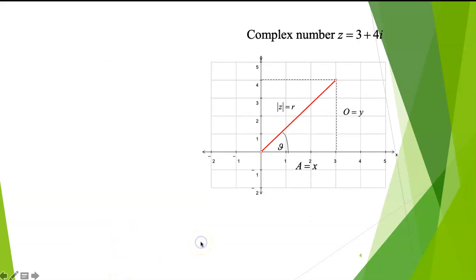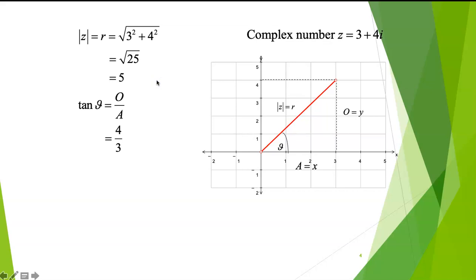So let's take an example. You've got the complex number 3 plus 4i. As we said, to write it into polar form, we need the theta and we need the modulus. So we're going to calculate the modulus using Pythagoras. We're going to calculate the theta using the tan. So tan inverse 4 over 3.